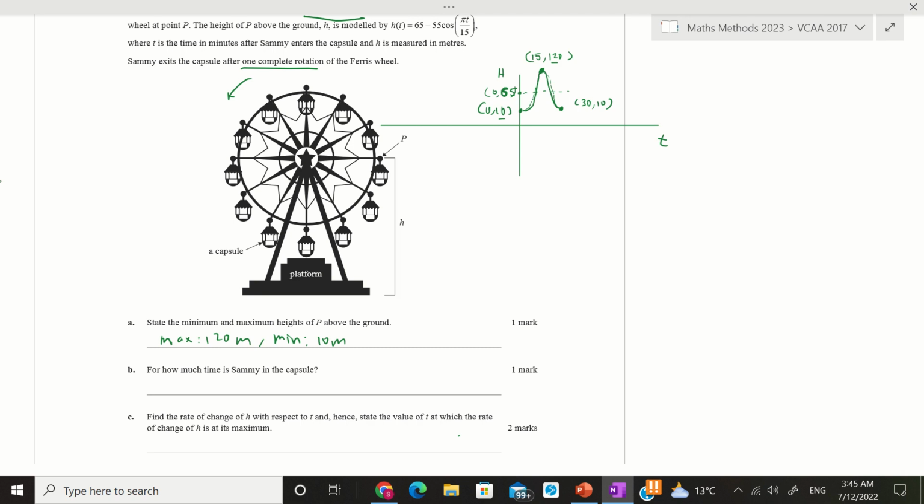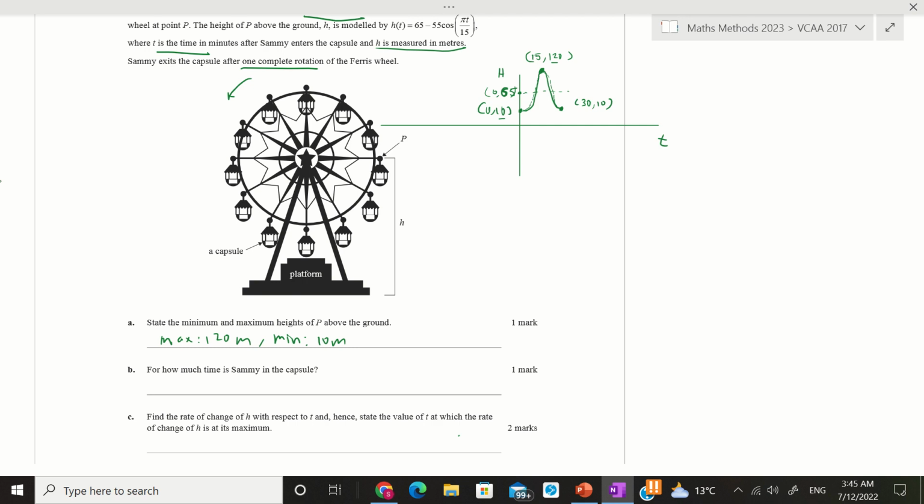Okay, so how much time is Sammy in the capsule itself? Well, we are told that he only completes one rotation, which is why I've only sketched it for one period. And you can see that one period lasts 30 minutes, because t is time in minutes and h is height in meters. So since we're only doing one period, we know that the one period is only 30 minutes.